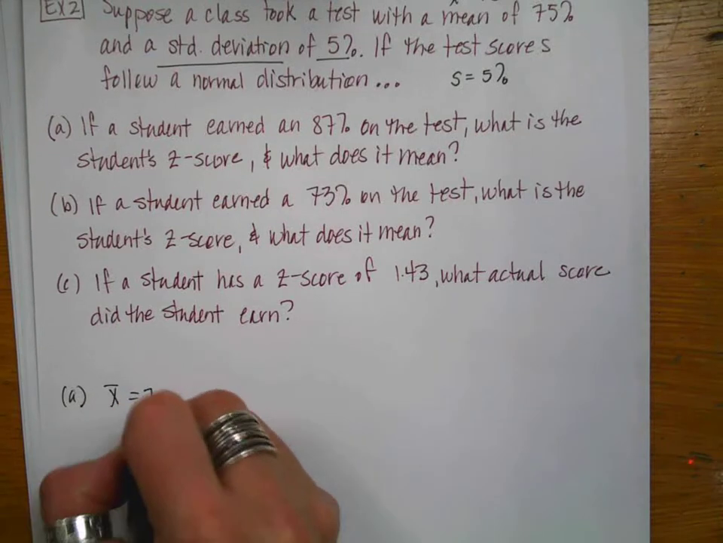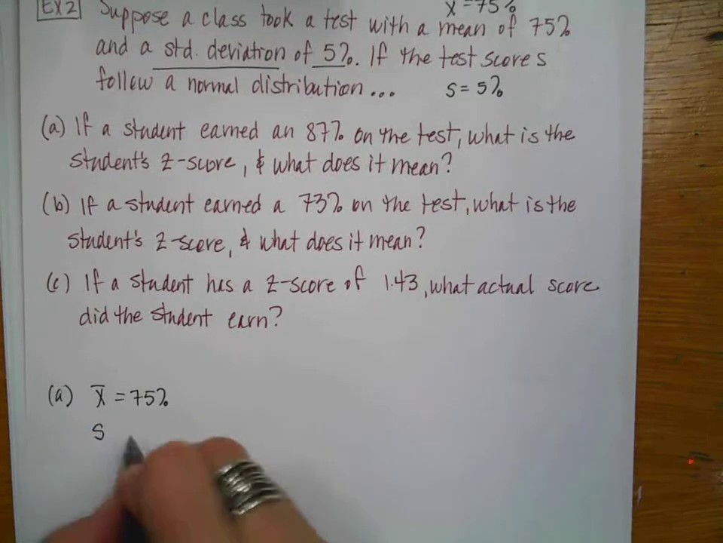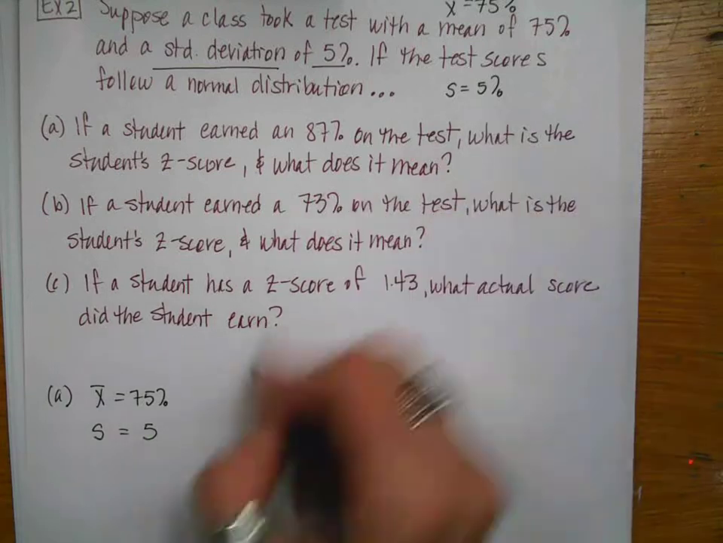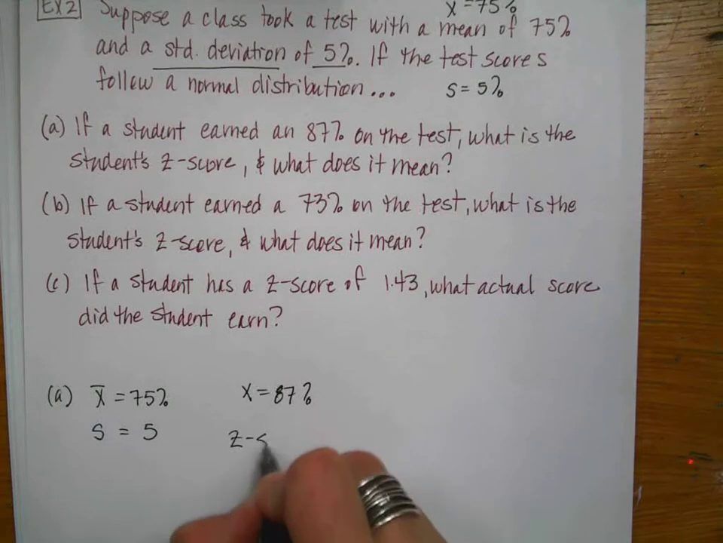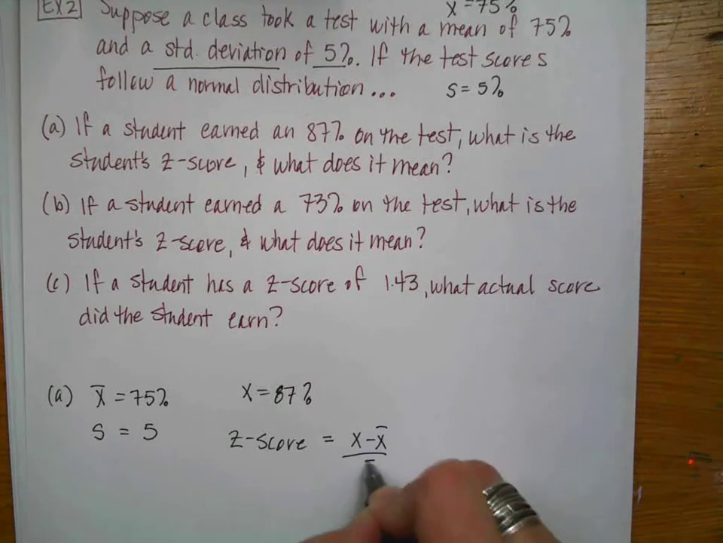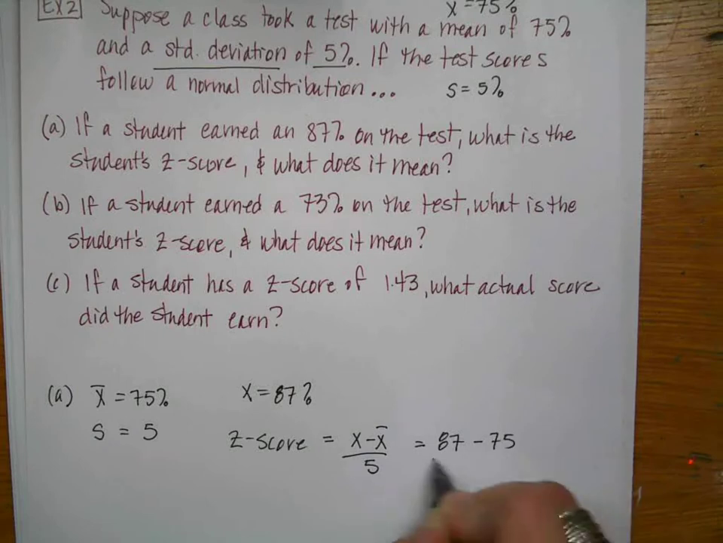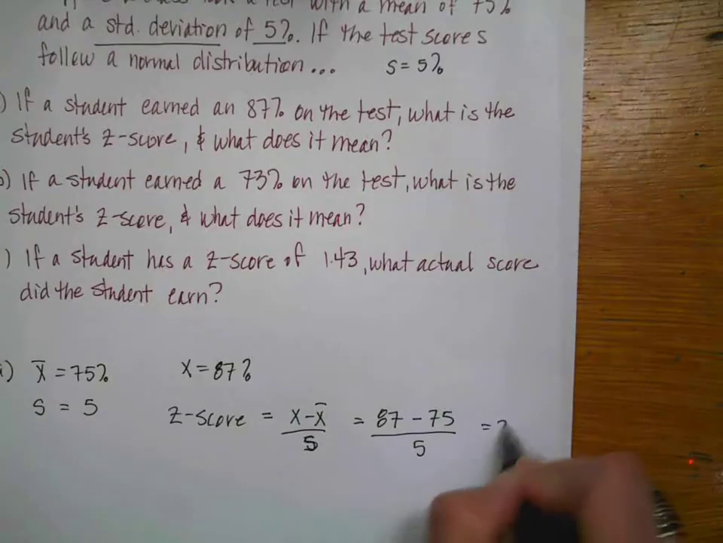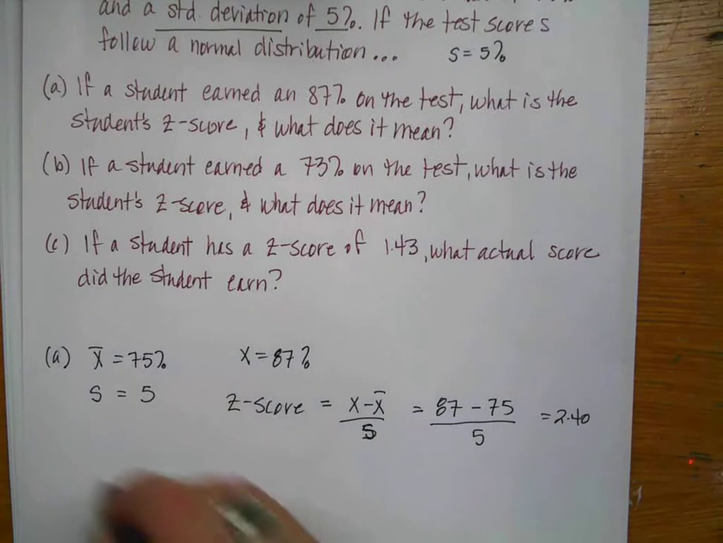So for A, we know that the mean is a 75% because we were told that in the problem. We also know that the standard deviation is 5. So in the first part, we know that X is an 87%. So the z-score is going to equal X minus X bar divided by S. So here's the 87. Subtract the 75. Divide by 5, and I get 2.4.